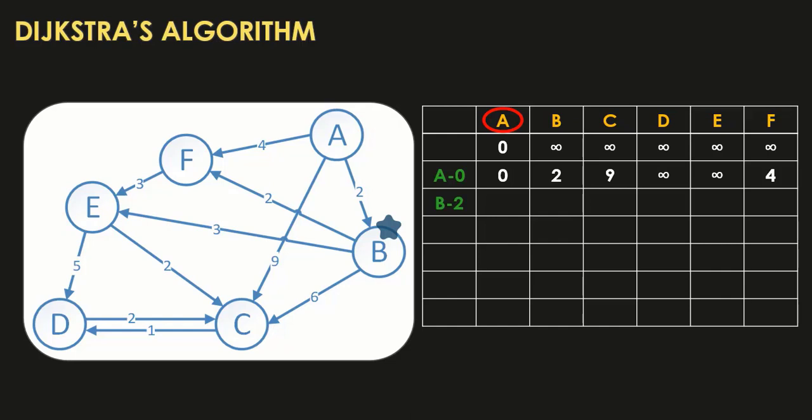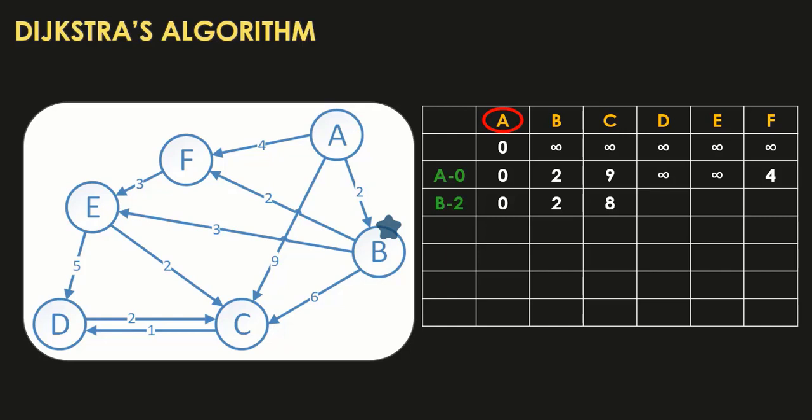Now I will update the cost if I get a better cost from node B. The update is possible only for the unvisited nodes, because the visited nodes are already at their minimum cost since all costs are positive. Node A will remain with the cost 0 since that has already been visited. B will also remain 2. From B I can reach node C with a cost of 6, and the total cost from A will be 6 plus 2 equal to 8. It is better than the previous cost of 9, so I will update that to 8.